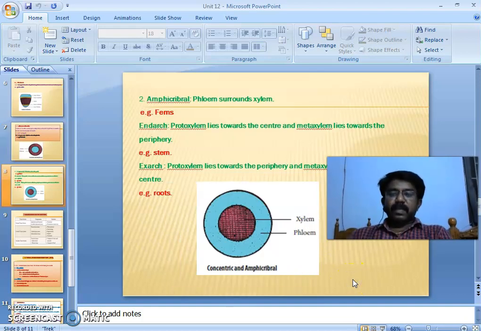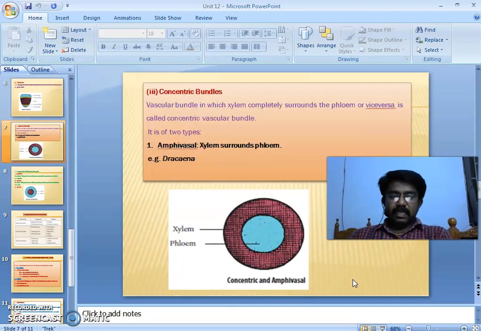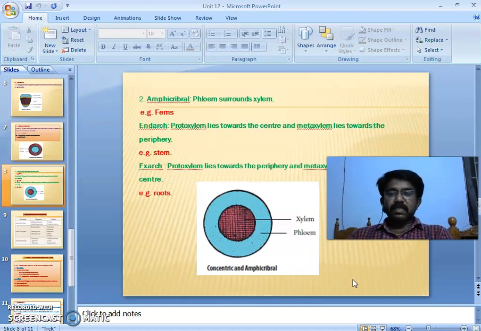Next, amphicribral. So amphicribral means phloem surrounding xylem. See, before we discussed amphivasal. Xylem surrounding phloem is called amphivasal. Amphicribral means phloem surrounds xylem. It is a major difference. Example, ferns.